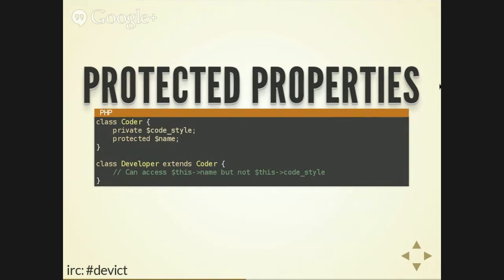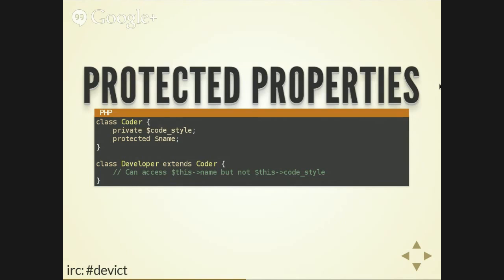We talked about public. We've talked about private. The third access modifier that we'll cover is protected. Remember I said protected is like private, but with some exceptions. I'm not going to do the full example here, but here I have a class called coder, and I have a class called developer. Developer extends coder.